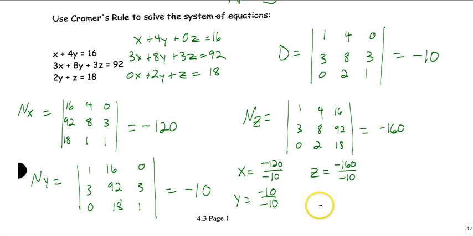Alright, so then you just do the math. This becomes 12, y becomes 1, z becomes 16. So the solution to the system is 12, 1, and 16. And this is a way of doing it instead of doing all that substitution elimination you did a couple nights ago. Okay, and that's all it is to Cramer's rule and using the calculator to find determinants. Pretty easy lesson. Hopefully you guys practice it and we do well in class tomorrow.